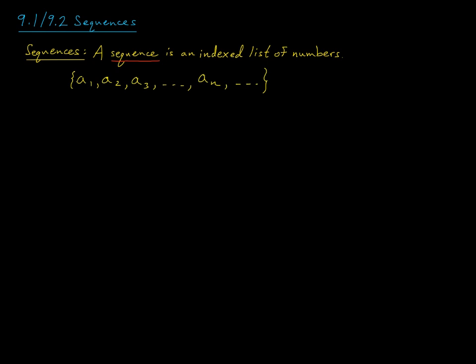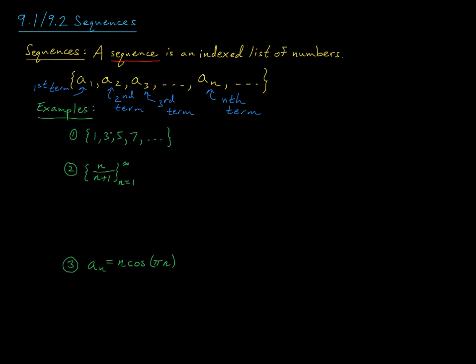And so I have here just a generic sequence where we're going to refer to the numbers in the sequence as the terms of the sequence. Okay, so A1 is the first term, A2 is the second term, so on and so forth. You have the generic A sub n, the nth term, and the dot dot dot that follows just indicates that there's an infinite number of terms in the sequence. So it's just some list of numbers, right? Let's look at a couple examples to illustrate.